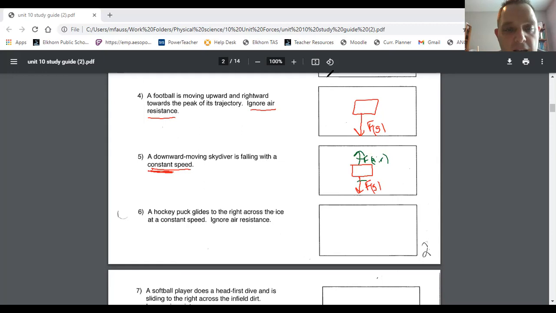All right, let us try number 6. A hockey puck glides to the right across ice at a constant speed. Ignore air resistance. Well, so we can draw our hockey puck, which is a box.